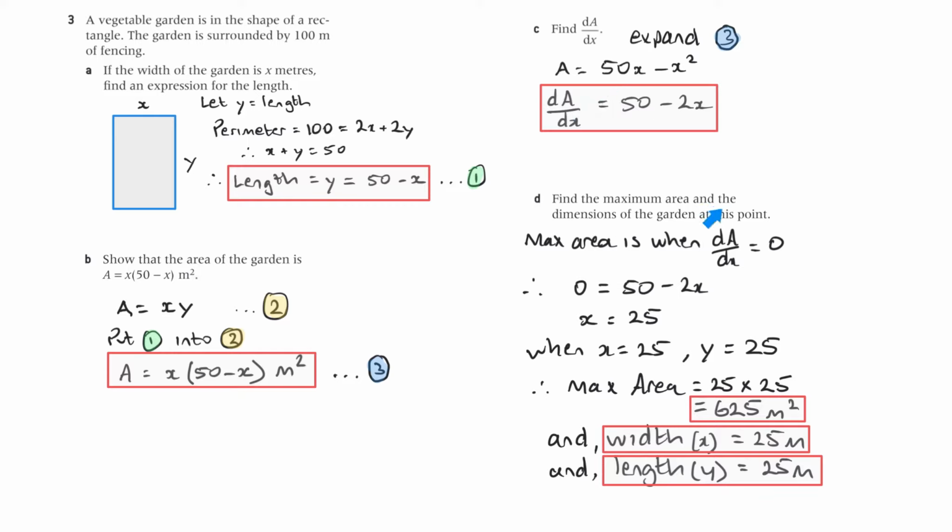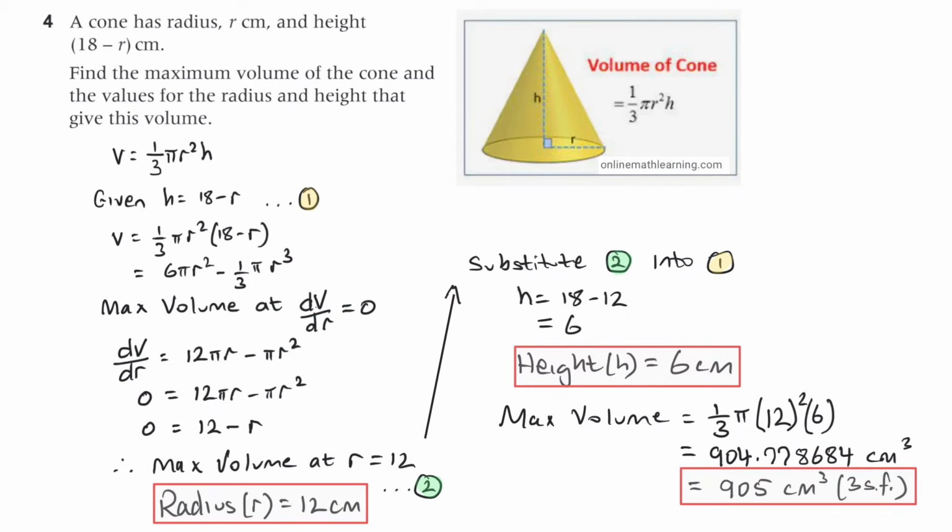D, find the maximum area and the dimensions of the garden at this point. Okay, the maximum area is when dA dx equals 0, so 0 equals 50 minus 2x. We've taken it from here, so therefore x must equal 25. When x is 25, y is 25, so it's effectively a square. Therefore, the maximum area is 25 times 25, which is 625, and the width is 25, and the length is 25.